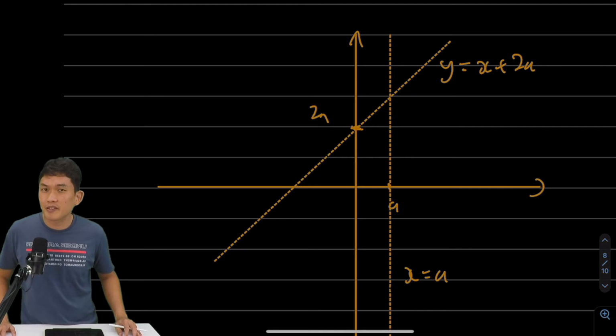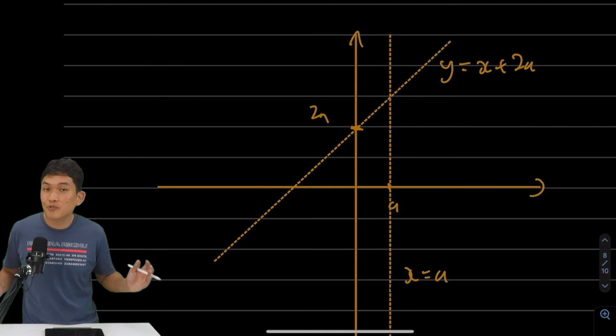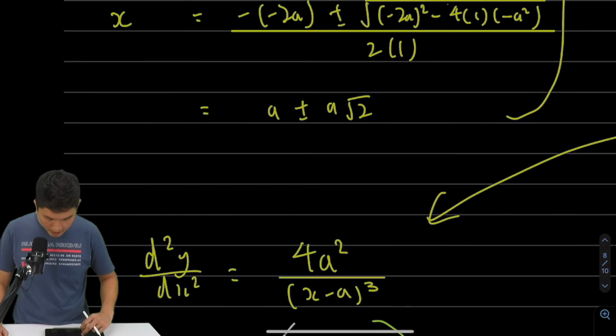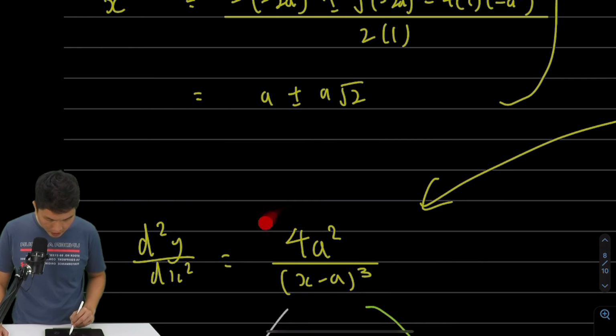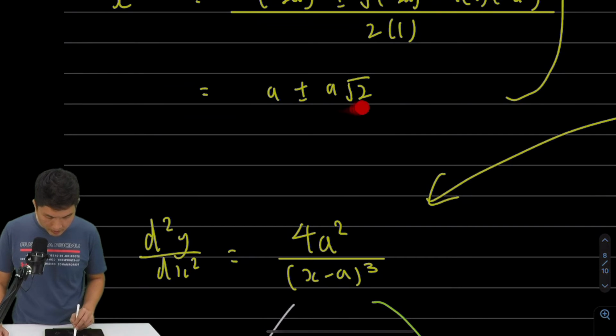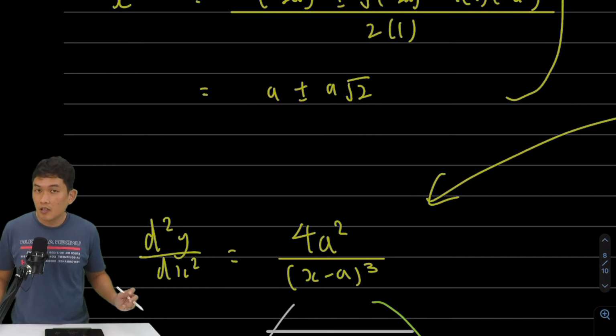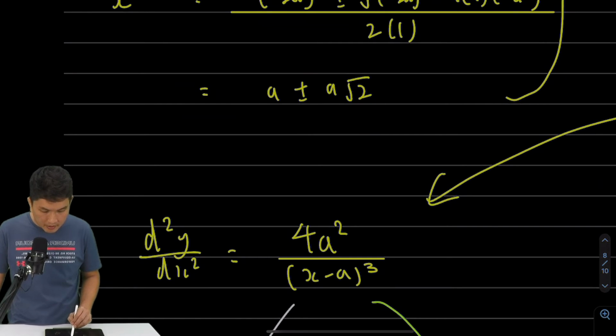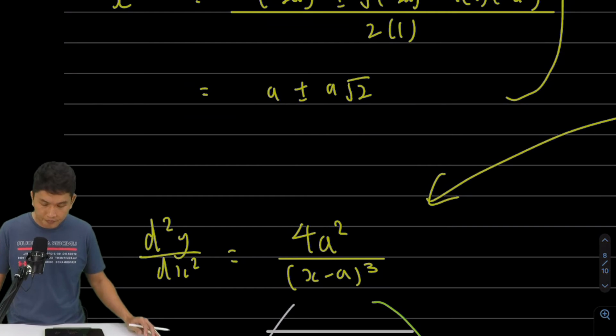But you must remember at this point that we are supposed to do this algebraically. We cannot use a sketch to assist us. So that means I'm going to do a second derivative test. That means I'm going to do d squared y dx squared. Again, if I differentiate dy dx, I'm going to get this. Then I'm going to substitute in both the values, the positive value, a plus a root 2, and the negative value, a minus a root 2. How do we know that a minus a root 2 is negative? Because root 2 is about 1.414, so a minus 1.414a is going to be a negative value.